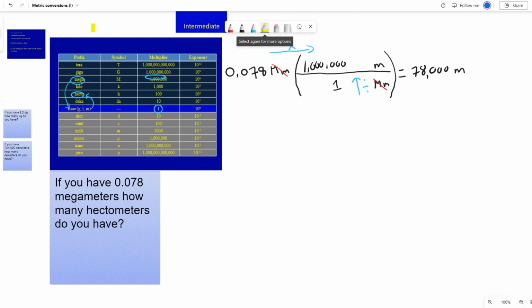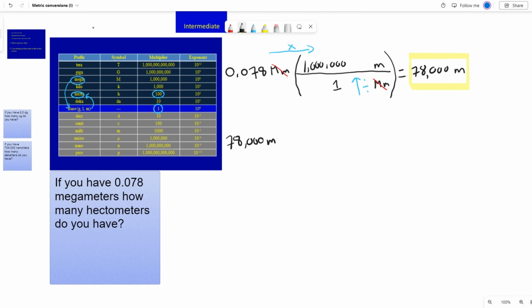Now that's not the final answer. That is just converting the megameters into meters. The final answer we want to get into is hectometers. So now what we're going to do is we're almost going to set it up like another miniature problem. Now we need to do the second part of the problem where we go from our meters that we've converted into and convert that into hectometers. And we can see that that's a 100-to-1 relationship and that the hecto is the larger unit. So let's set that up as another problem. Now we're going to start off with our 78,000 meters.